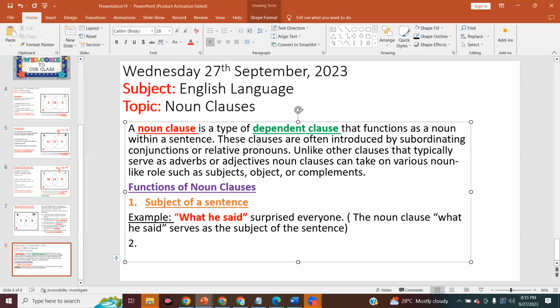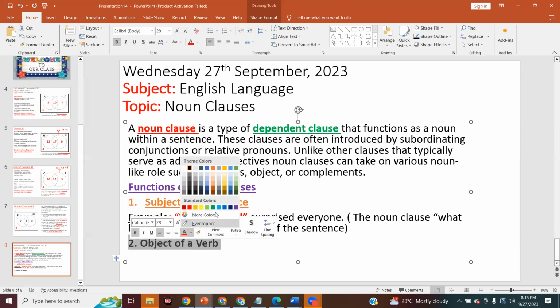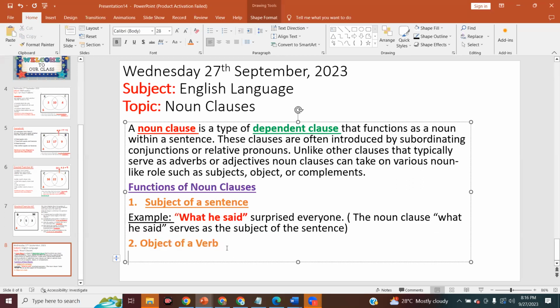Next function of a noun clause. So not only can it serve as the subject of the sentence, it can serve as the object of a verb. What is a verb? Action word. Shows action. Very good. A verb demonstrates action. So it's an action word, something that you could do.